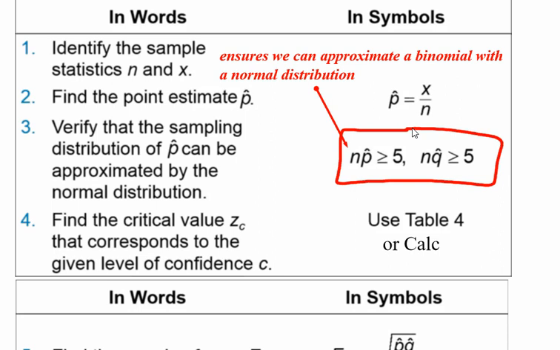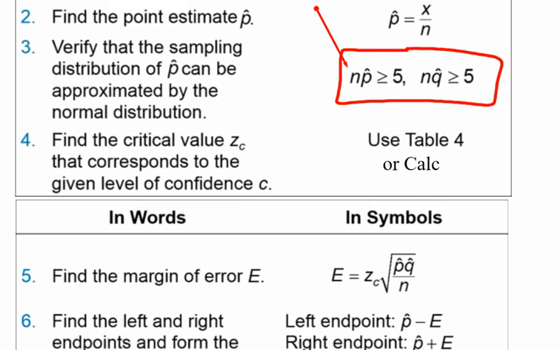If we have a binomial, in order to estimate a binomial with a normal, we needed n times p and n times q to both be bigger than 5. Well, here it's going to be n times our estimate of p needs to be bigger than 5, and n times our estimate of q needs to be bigger than 5. That's so that we can use a normal distribution since we're using z-scores.